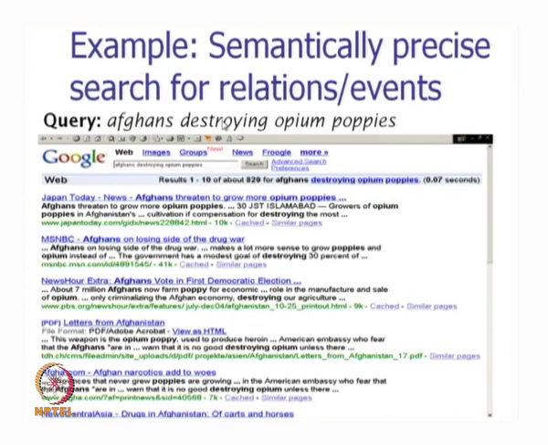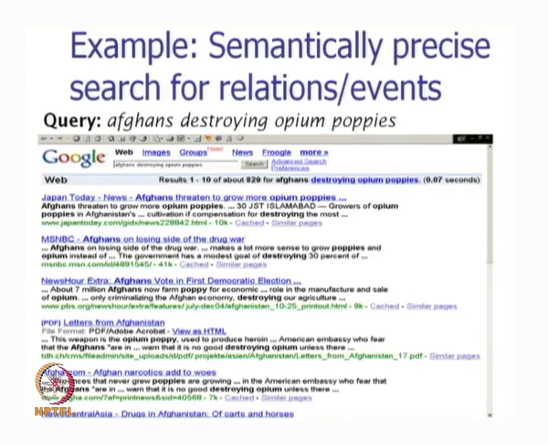Now, one could make queries which are semantically precise and one could then search for relations and events. So, for example, there is a query here, Afghans destroying opium poppies. So, this is about Afghans, the people of Afghanistan, and their act of destroying the opium poppies. Opium is a very important export from Afghanistan, and the national economy depends on opium. So, Afghans destroying opium is an important or a surprising piece of information.